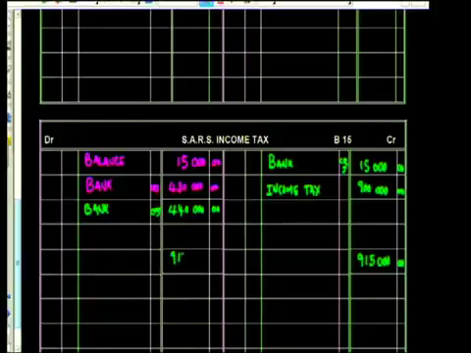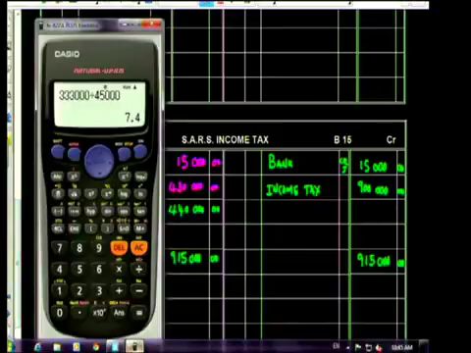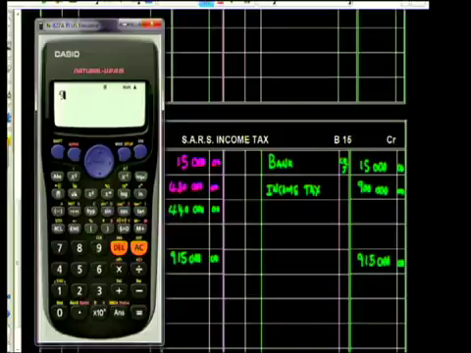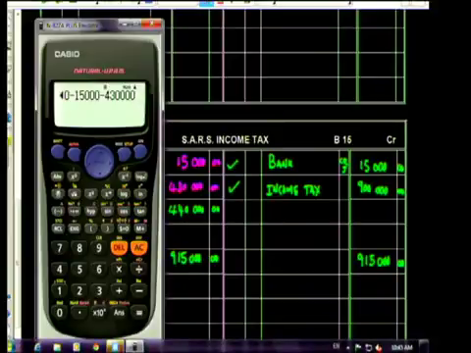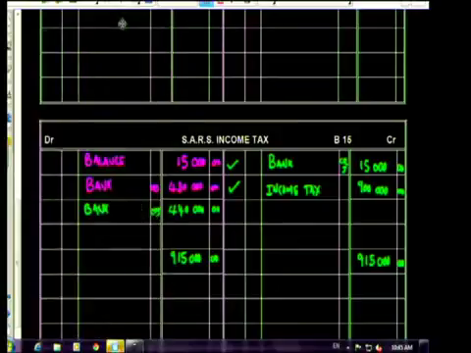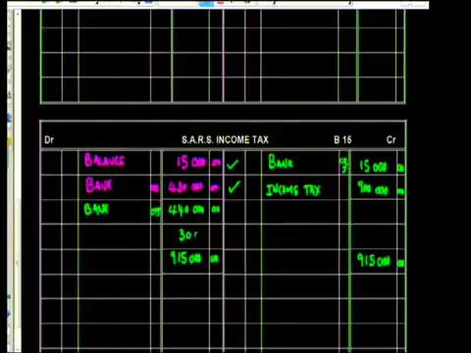Okay? So 915,000. Take your calculator and you say 915,000 minus 15,000 minus 430,000 minus 440,000, and my answer is 30,000. Watch, what am I doing? I'm subtracting all these figures here. In other words, the balance on this account now is 30,000 Rand. That's my balance.